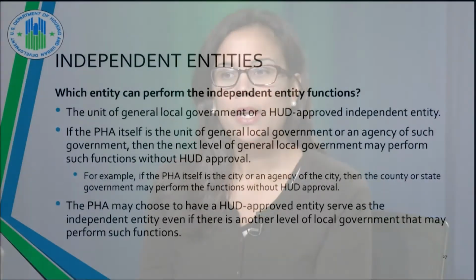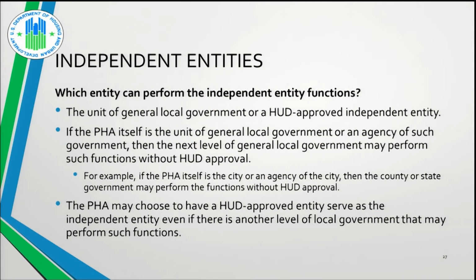So let's get started. Which entity can perform the independent entity functions in a situation where a project is considered PHA owned, as it was defined in the segment that talks about PHA owned units? So an independent entity can be the unit of general local government or a HUD approved independent entity. If the PHA itself is the unit of general local government or an agency of such government, then the next level of general local government may perform such functions without HUD approval.